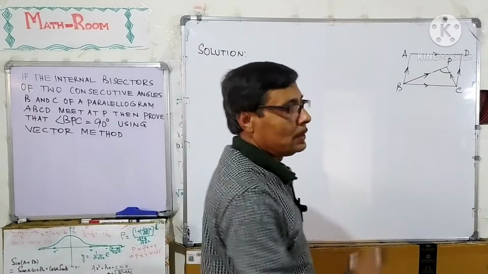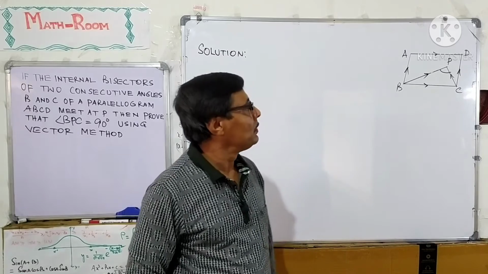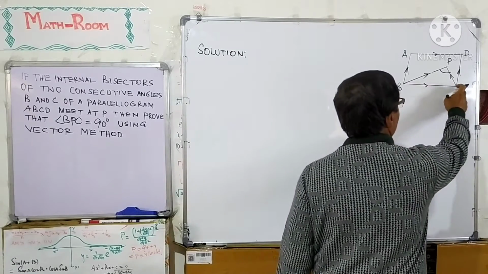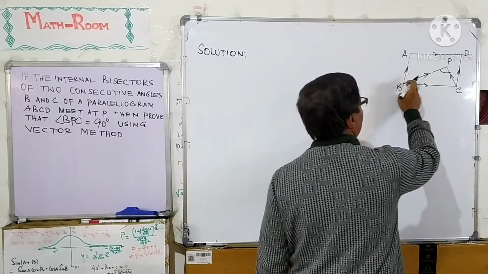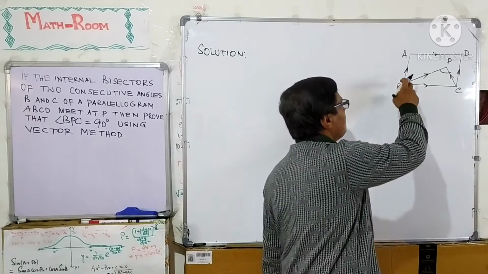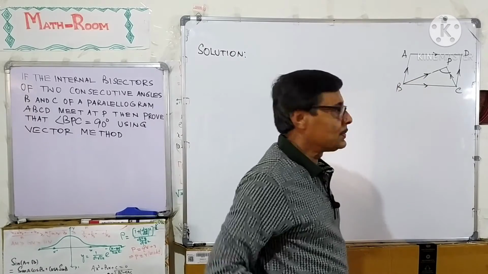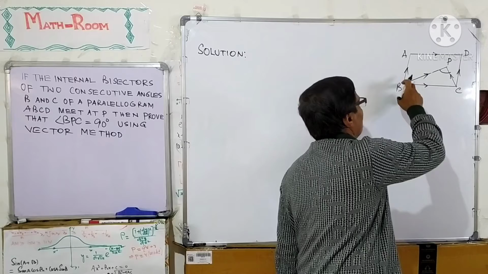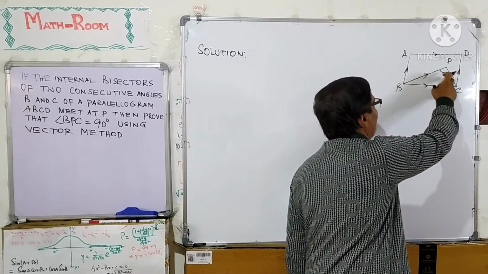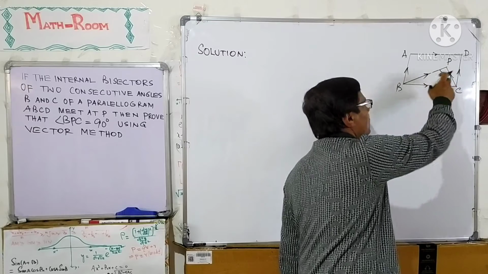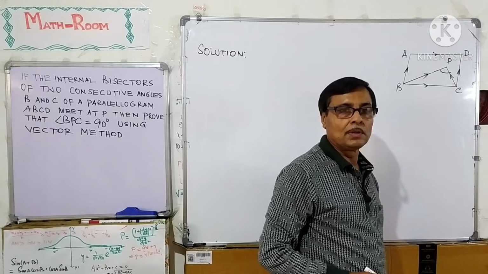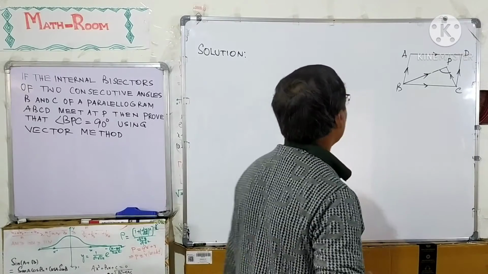Here we have already drawn the diagram, the parallelogram ABCD. Here B and C are two consecutive angles, and BP and CP are the two internal bisectors of the angles B and C respectively, and they meet at the point P. We have to prove that the angle BPC equals 90 degrees.